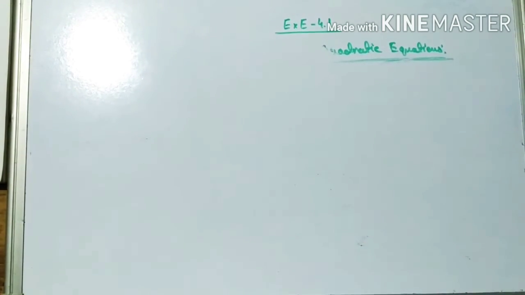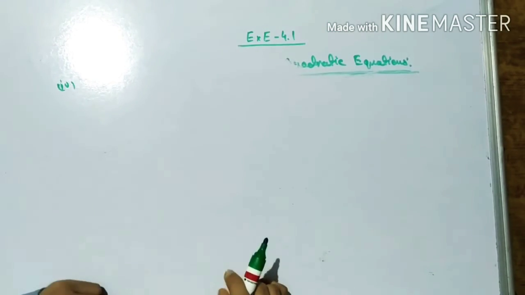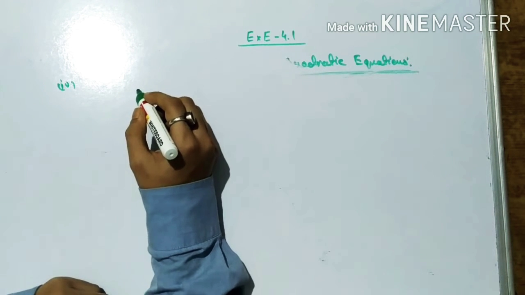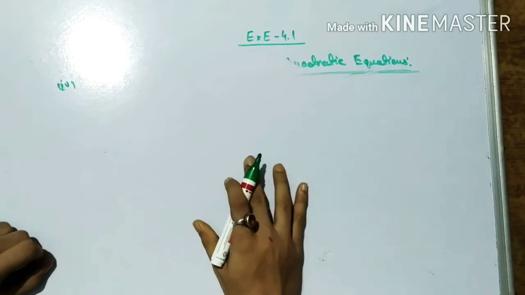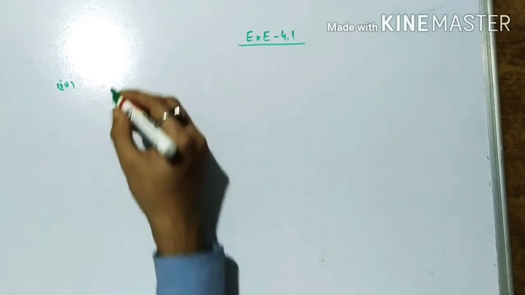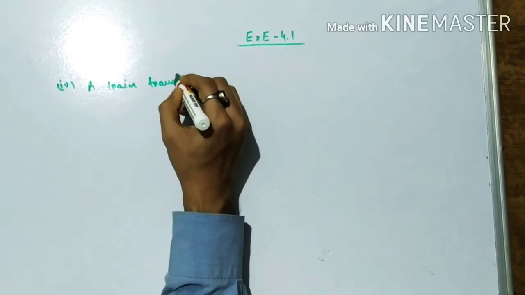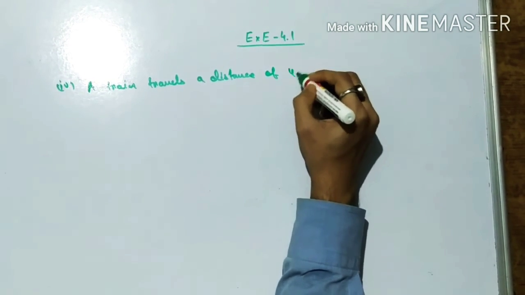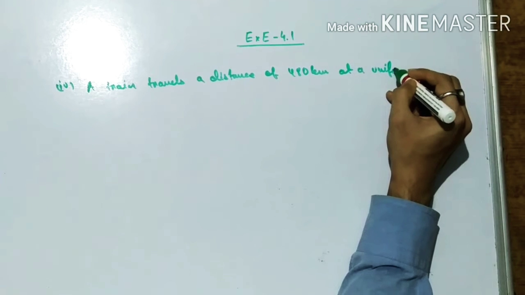So question number 4, you see: a train travels a distance of 480 km at a uniform speed. If the speed had been 8 km less, then it would have taken 3 hours more to cover the same distance. We need to find the speed of the train. Try to understand the question. It is saying that a train travels a distance of 480 km at a uniform speed.